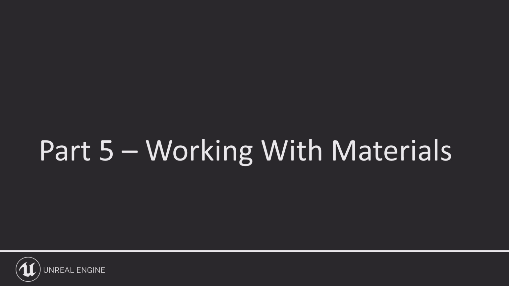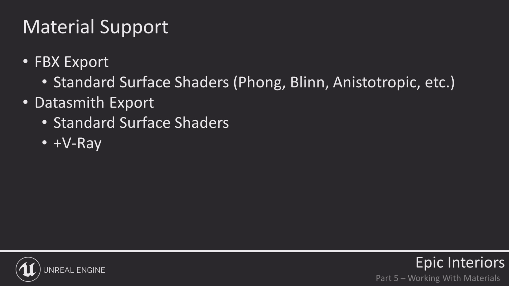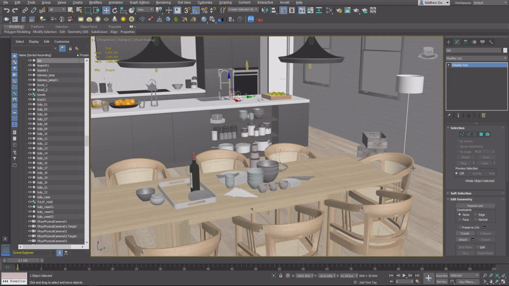Unreal Studio supports the majority of standard materials when exporting with FBX, so that would include Phong, Blend, all your basic surface shaders. Now, when exporting with Datasmith, you can also export V-Ray materials. What Unreal does with materials on export is automatically convert them to Unreal's own physically based material system. If you're not familiar with physical materials, they're just a different algorithm that uses more artist-friendly ways to create pretty much any material type you can imagine.